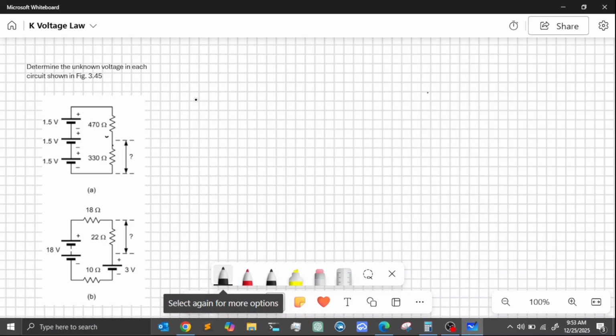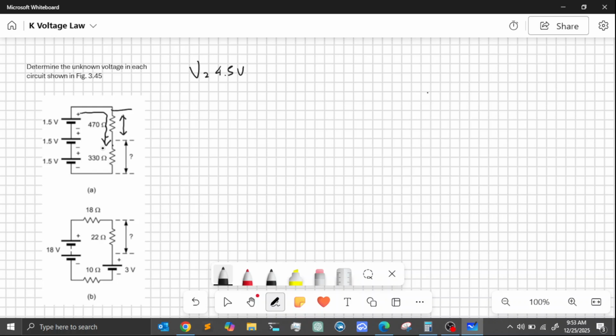So the 3 power supplies combined are 1.5, 1.5, and 1.5. So we have 4.5 volts of the power supply. And notice that the resistors are connected in series. So there is only one current flowing in the circuit. You have one drop of voltage here and another one here, and we need to calculate this drop of voltage on the 330 ohm resistor.